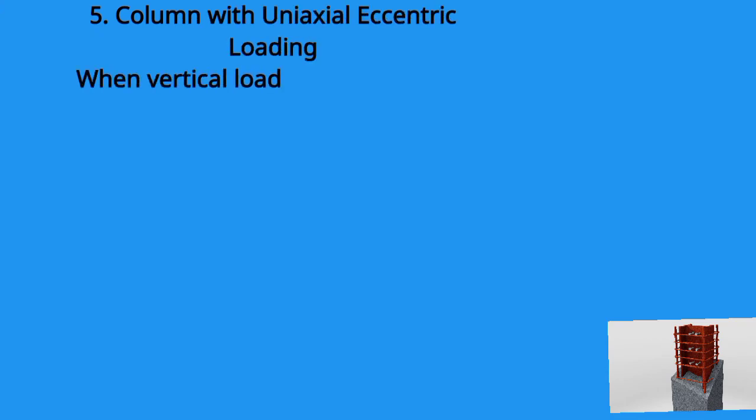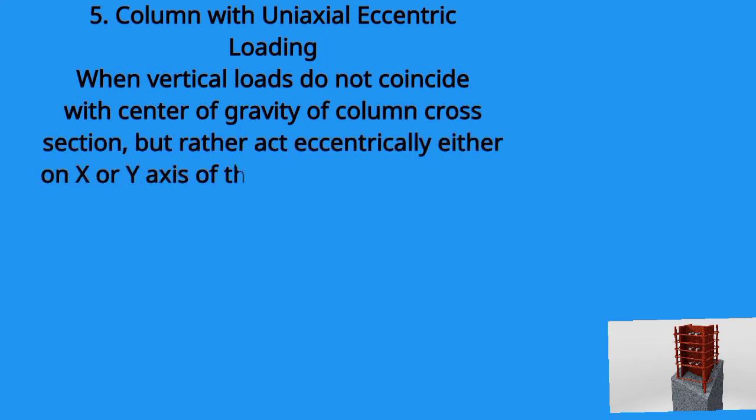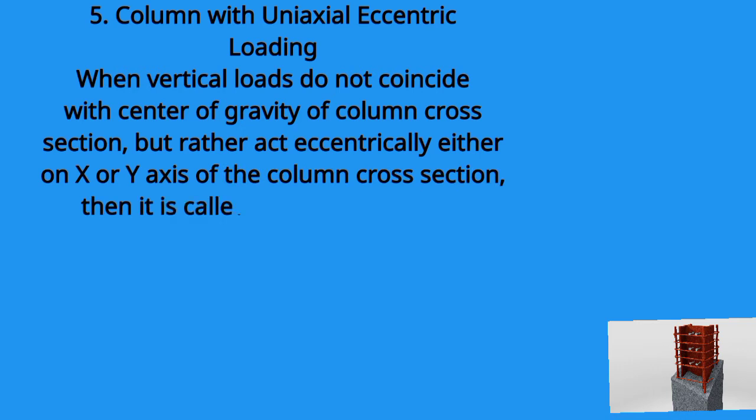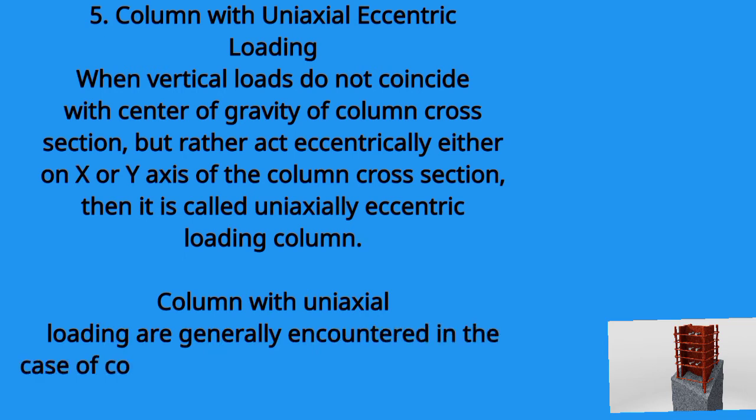5. Column with uniaxial eccentric loading. When vertical loads do not coincide with the center of gravity of the column cross section, but rather act eccentrically on either the x or y axis of the column cross section, then it is called a uniaxially eccentrically loaded column. Columns with uniaxial loading are generally encountered in the case of columns rigidly connected to a beam from one side only, such as edge columns.